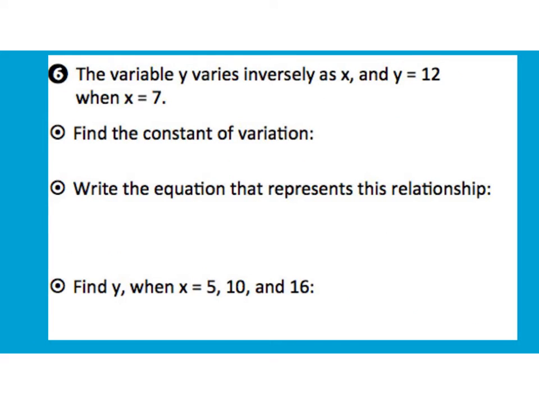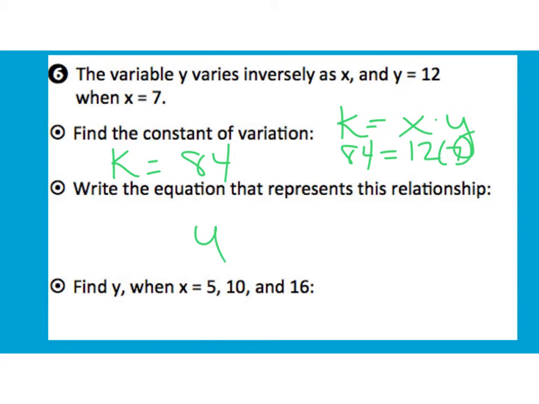Next, I'm told the variable y varies inversely as x, and y equals 12 and x equals 7, so find the constant. So I know that the constant is a product. It's x times y. So if I just do 12 times 7, I get 84. Therefore, my constant is 84. So what's my equation? Well, again, y is equal to k divided by x. So it's y equals 84 over x.